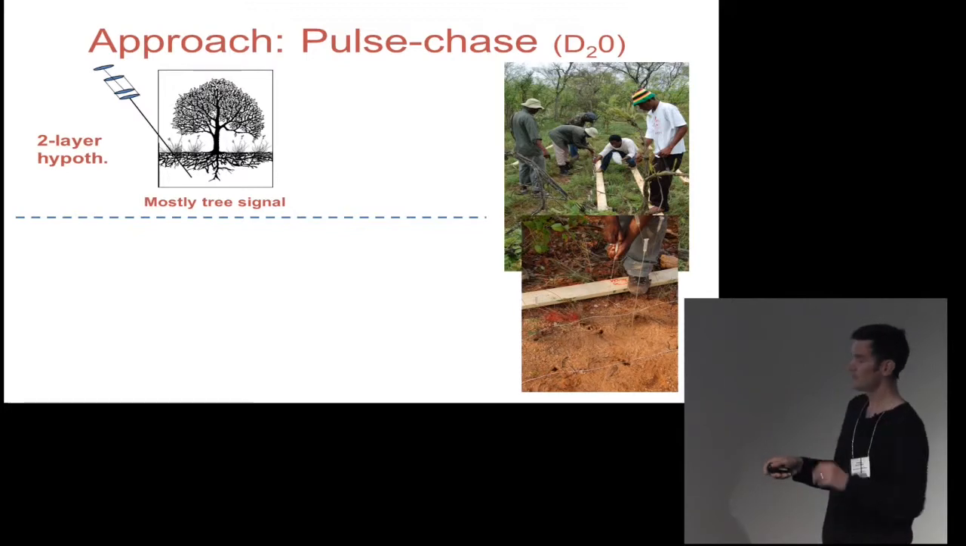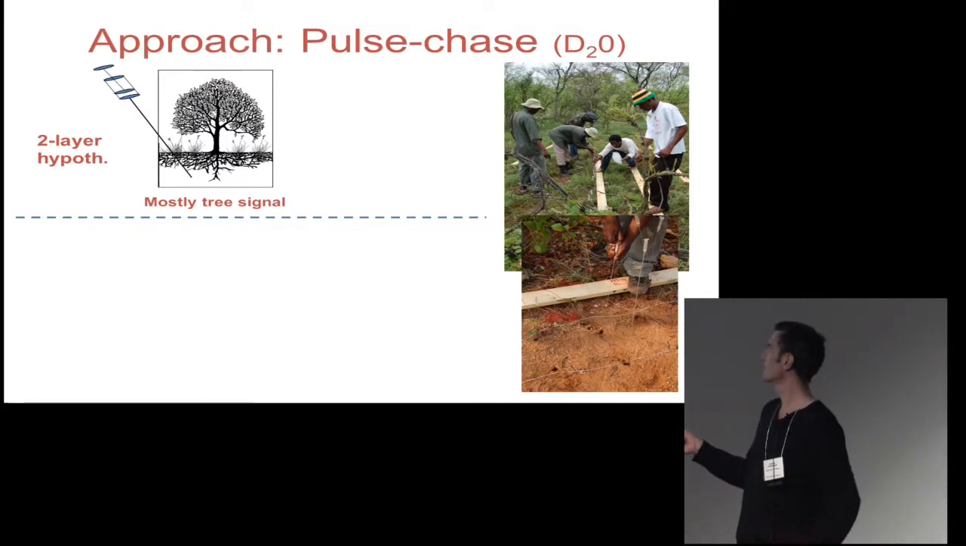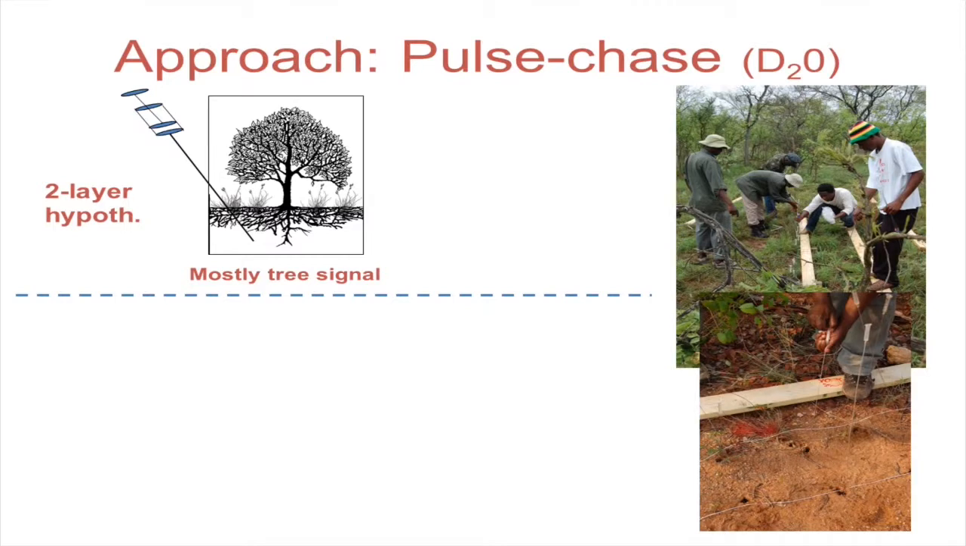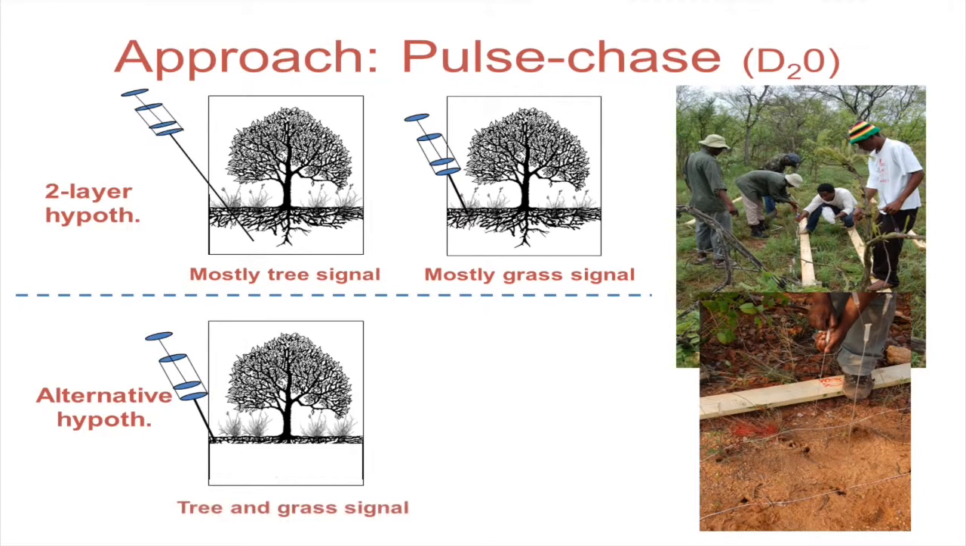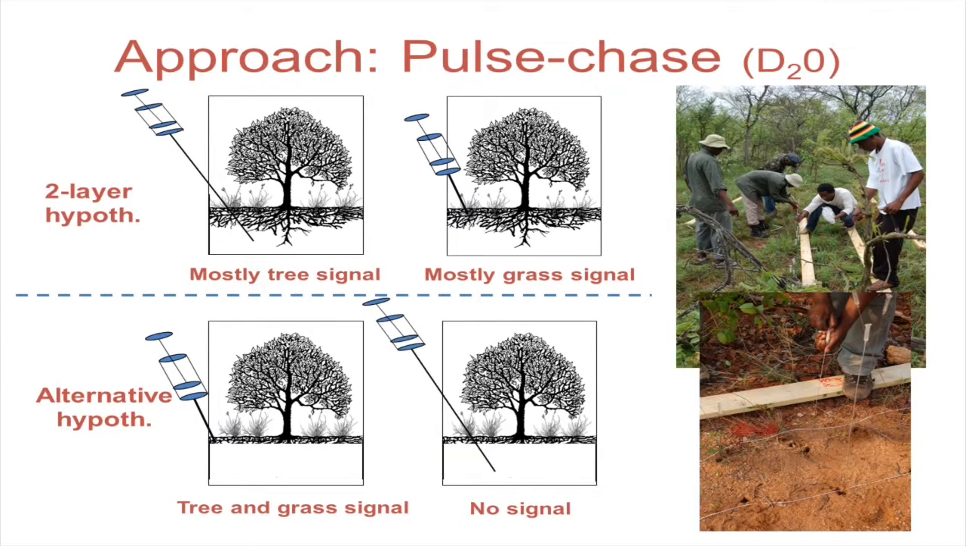So our approach was a pulse chase approach where we inject deuterium oxide, a stable isotope of water, into the soil at several different soil depths a few times during the year, and then we follow that tracer move through different plants. Consistent with the two-layer hypothesis, you'd expect that if you injected deep into the soil, you'd get pretty much a tree signal and no grass signal. And if you inject shallowly, you get mostly a grass signal with no tree signal. Alternatively, if there isn't niche partitioning, if you inject shallowly into the soil, you'll get both tree and grass water uptake. And if you inject deeply, you won't get much of a signal from any plant, right?